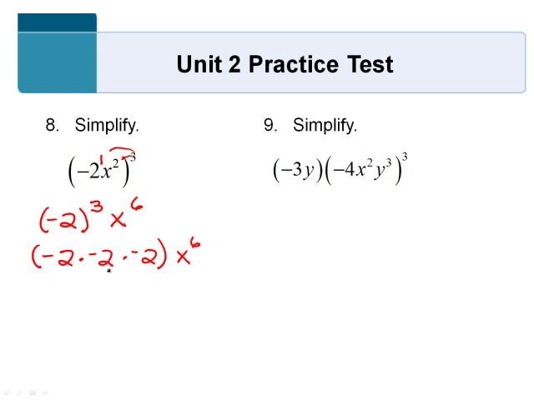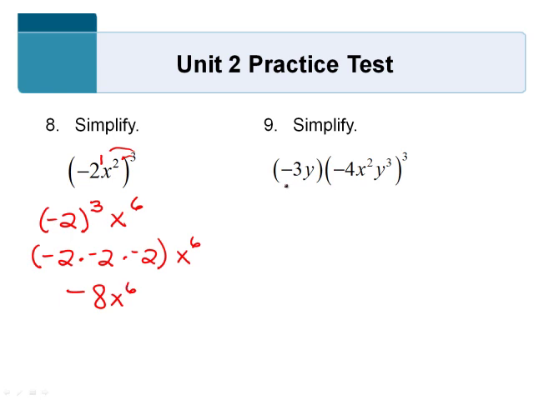So negative 2 times negative 2 is 4, and 4 times negative 2 would be negative 8x to the 6. So be careful and make sure that you treat the coefficients just like they're variables. The rules apply to them the same way they do to variables.